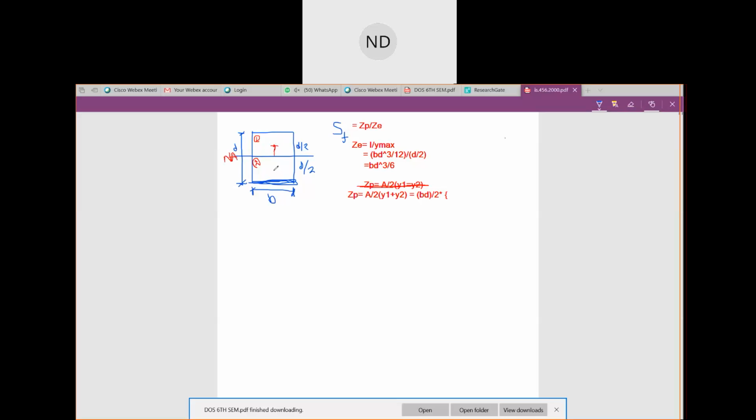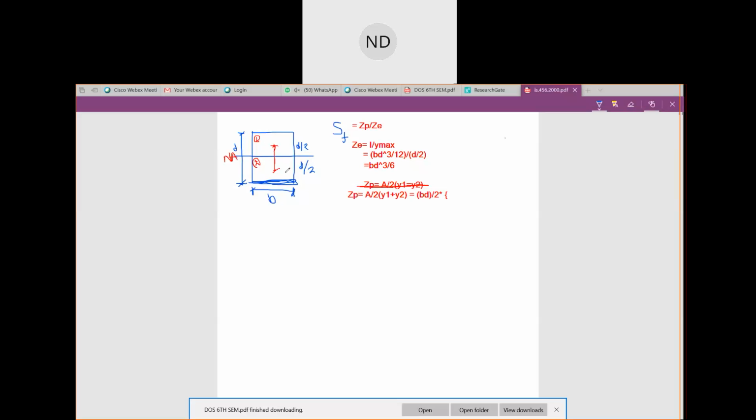Okay, suppose this is a CG. Now the CG is here, from here. So what is your y1? y1 is this distance, y2 is this distance. y1 is the distance of the CG of the first member from the neutral axis, and y2 is the CG of this second member from the neutral axis.